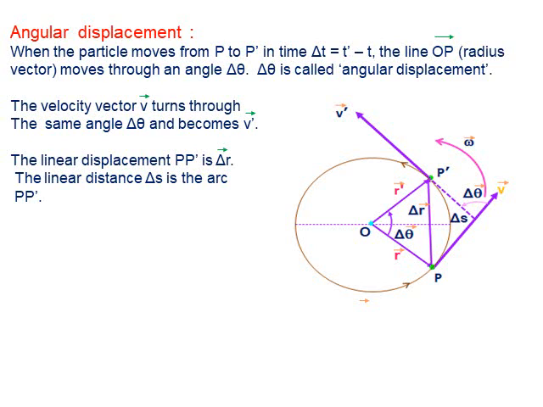This delta theta is called angular displacement because when the particle is moving along the circumference of the circle, there will be a change in the angle made by the radius vector at the center, and this change in angle for that particular time will be the angular displacement. Also, you can see that the velocity vector v turns through the same angle delta theta and becomes v dash. The linear displacement along the circumference PP dash is delta r, and the linear distance delta s is the arc PP dash.